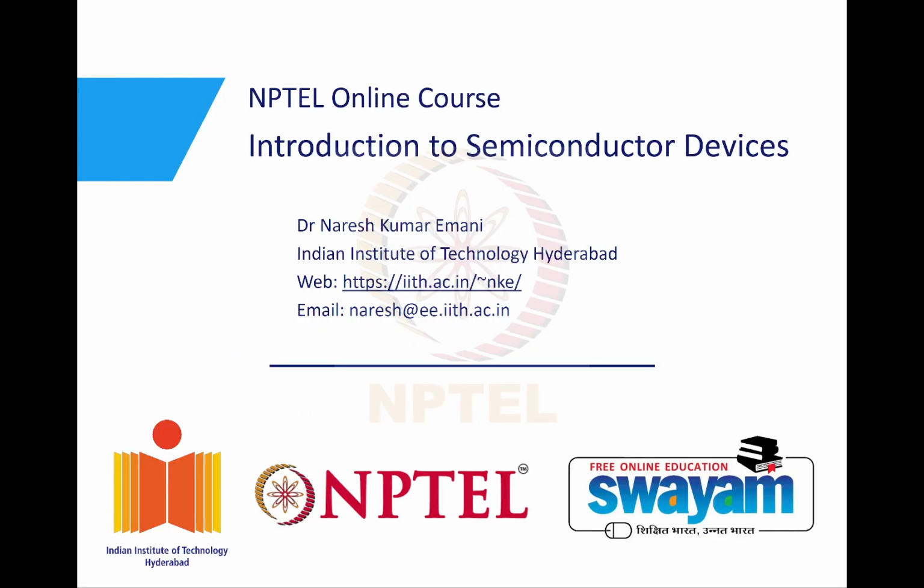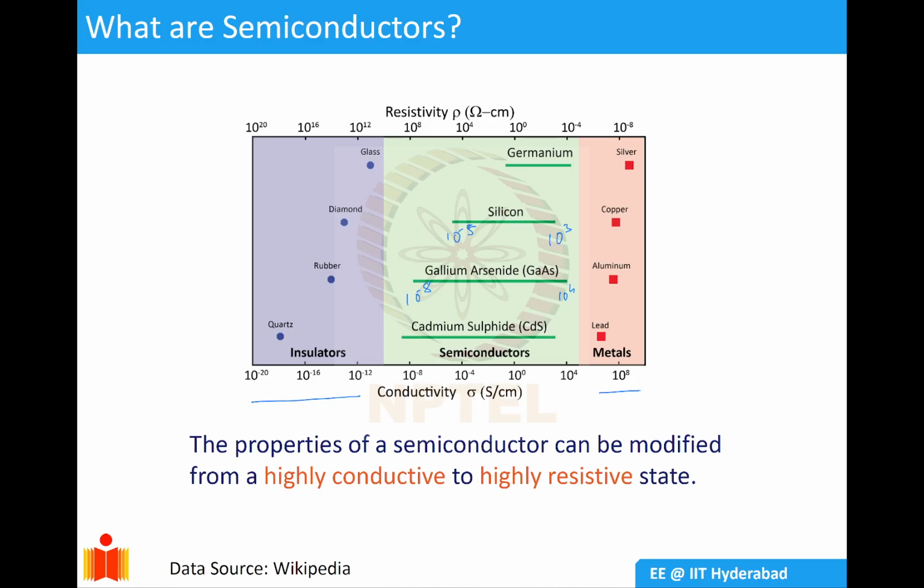So these are the initial points that you have to remember for this course. Now let's move on to the recap of the lectures. So first, what are semiconductors? Semiconductors are basically materials whose conductivity can be modified from a highly conductive to a highly resistive state.